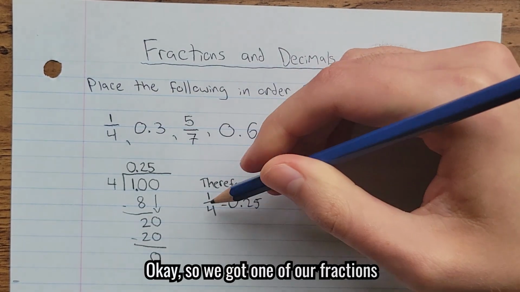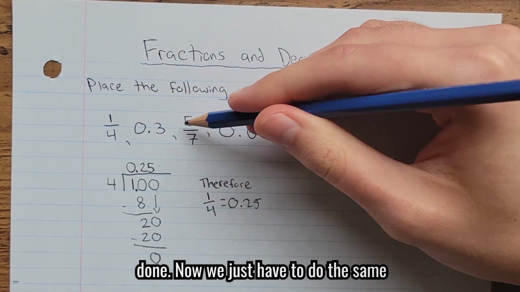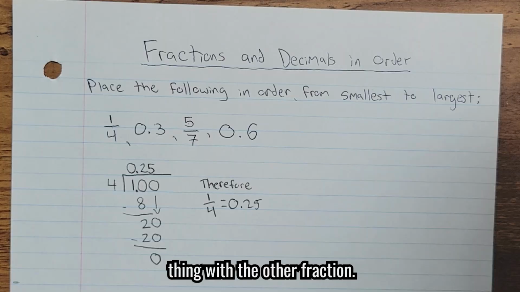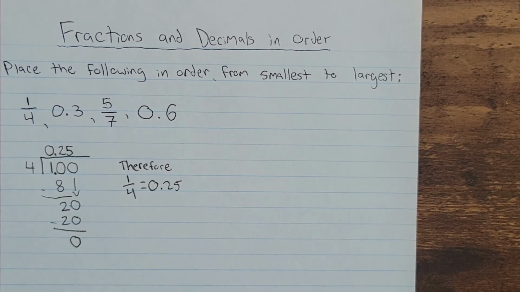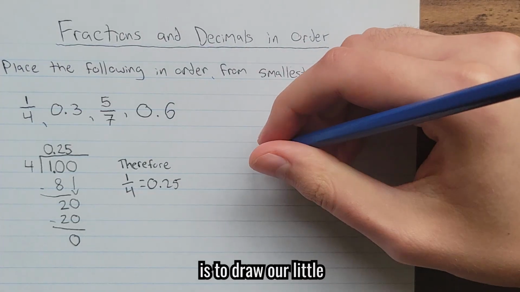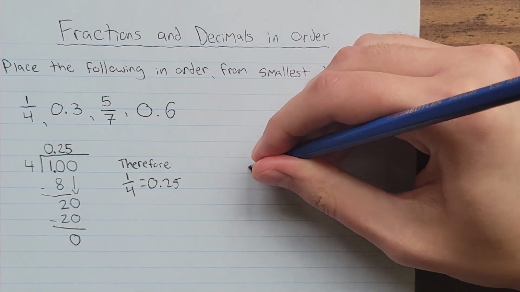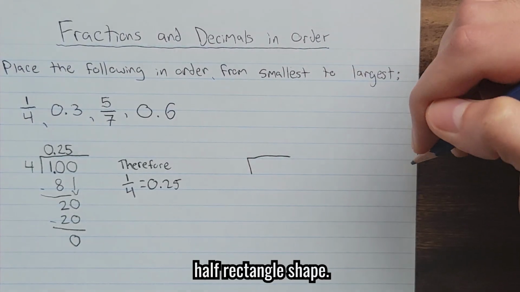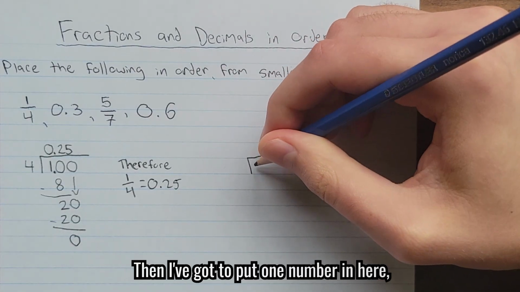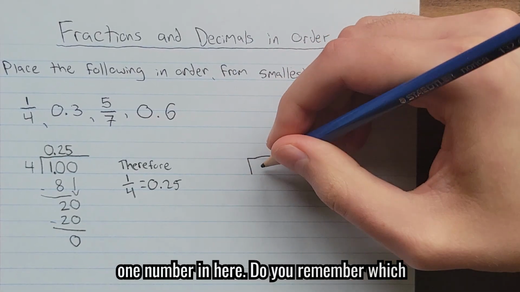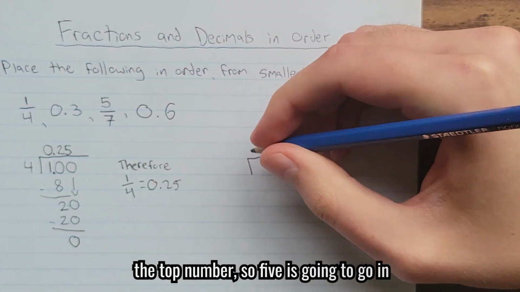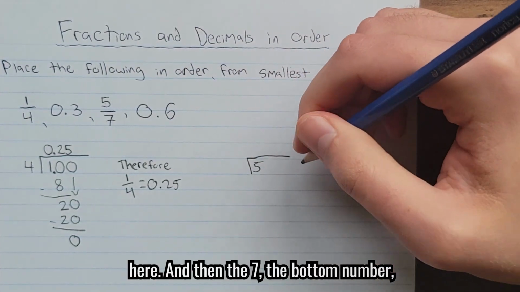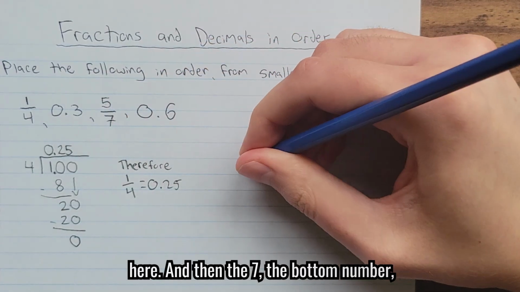Okay, so we got one of our fractions done. Now we just have to do the same thing with the other fraction. So remember, our first step is to draw our little half rectangle shape. And then I got to put one number in here, one number out here. Do you remember which number goes in here? That's right, it's the top number. So 5 is going to go in here. And then the 7, the bottom number, is going to go out here.